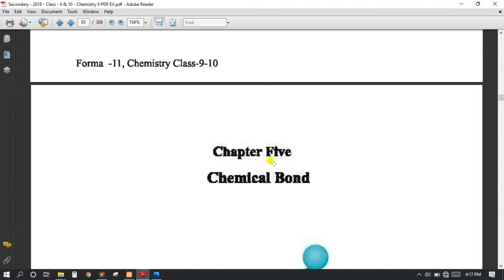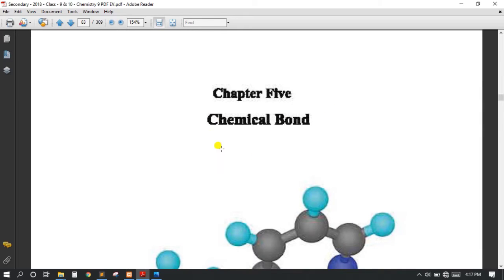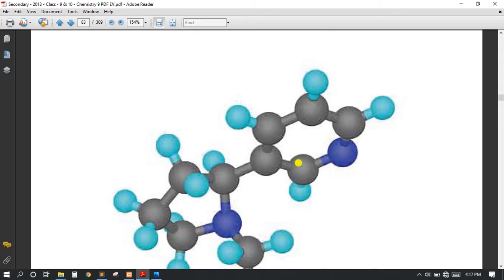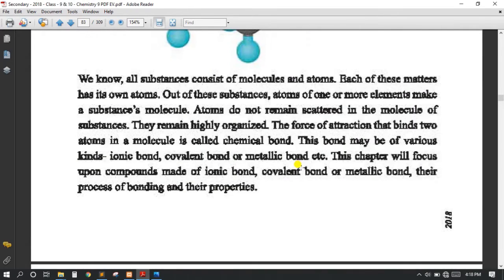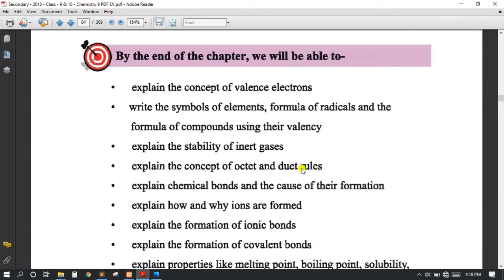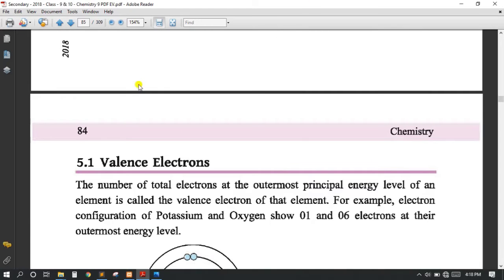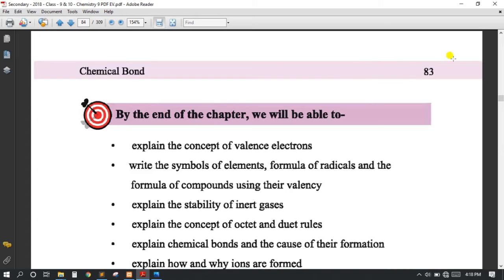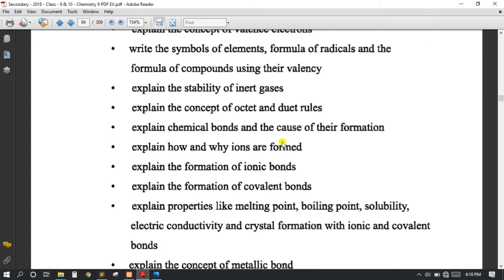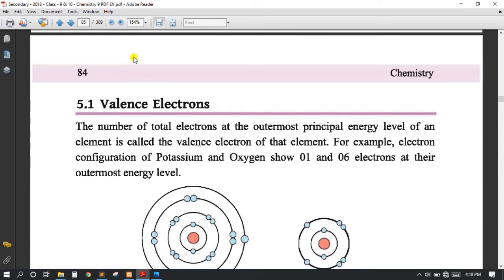This is chapter number 5, and this chapter is called chemical bond. You know what a chemical bond is. Actually, I will discuss elaborately what a chemical bond is in this chapter, and before that I have to learn a few other topics. This is page number 83, and by the end of this chapter we will be able to learn about these topics. Now this is page number 84, section 5.1, called valence electrons.